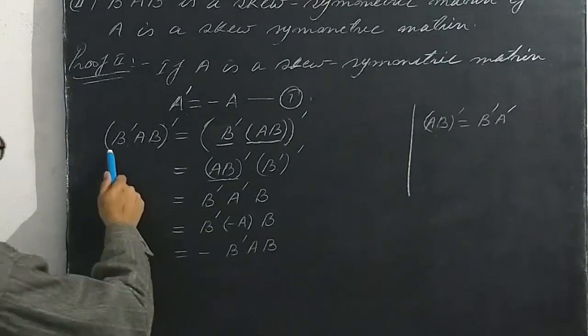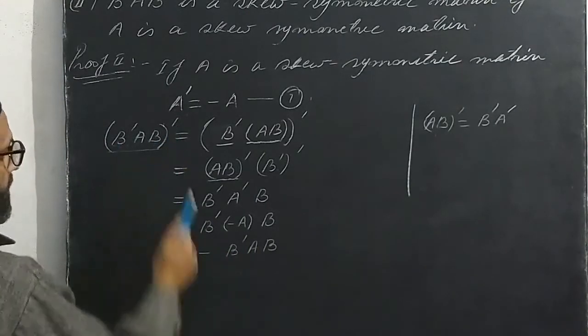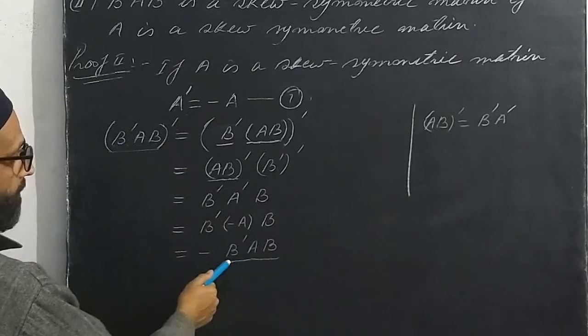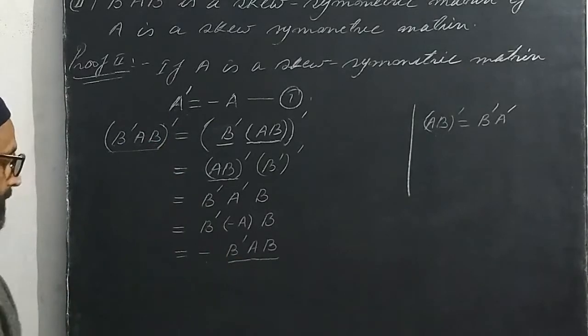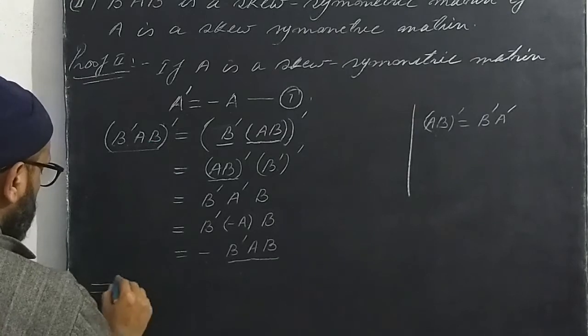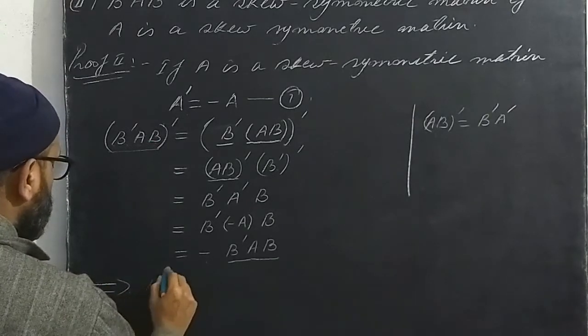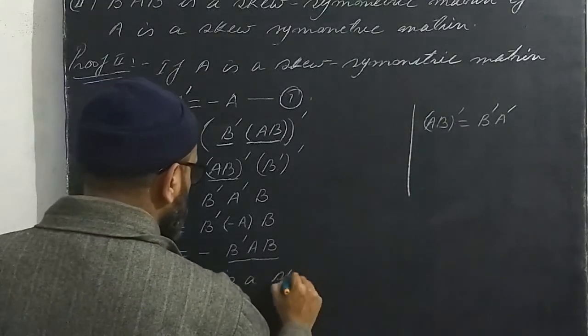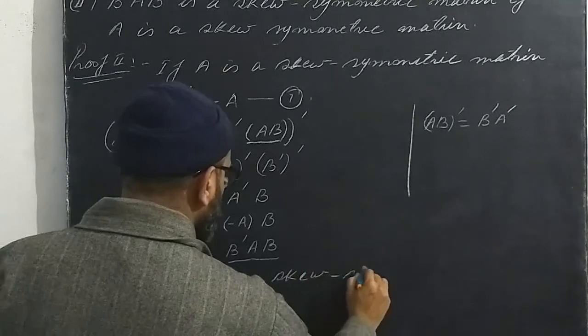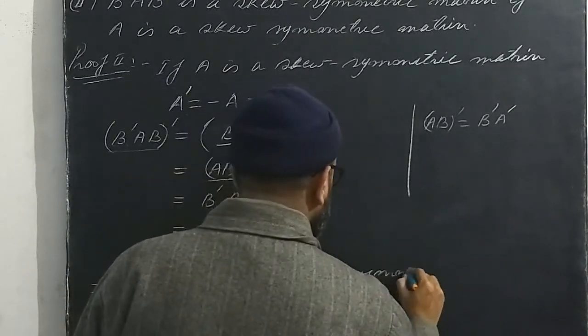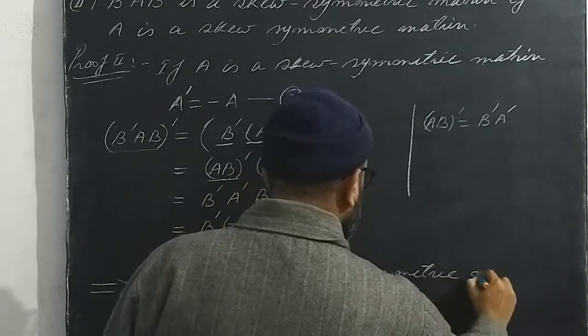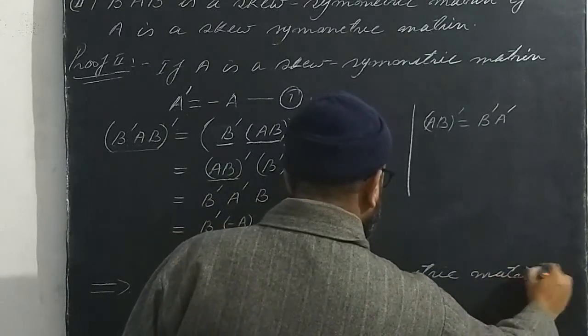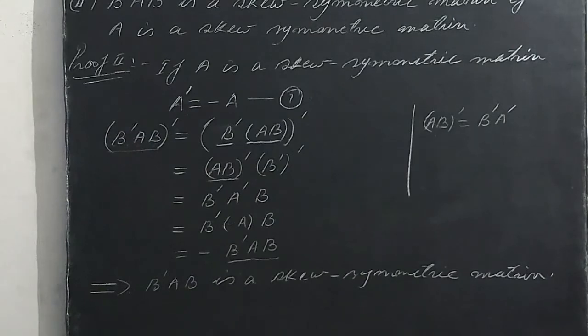So we see that the transpose of B'AB is exactly equal to the negative of itself, −B'AB. So this is the property of a skew-symmetric matrix. So we may conclude that B'AB is a skew-symmetric matrix. So we have proved that B'AB is a skew-symmetric matrix if A is a skew-symmetric matrix.